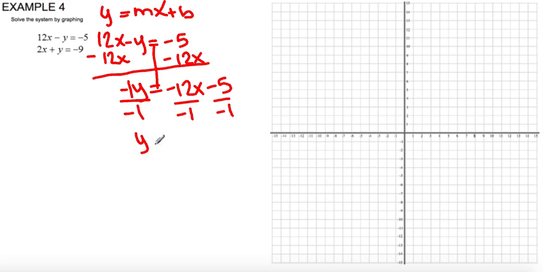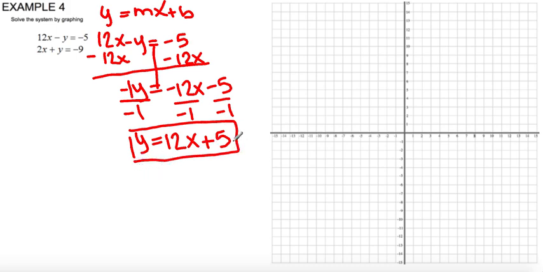On the left, I have y, bring down the equal sign, and I have negative 12 divided by -1, which is positive 12x. Negative 5 divided by -1 is positive 5. And I have my equation in slope-intercept form. Now I'm ready to graph it. When I graph, I start on the y-intercept on the y-axis, which is at positive 5. To find the next point, I have to look at my slope, and my slope is 12.